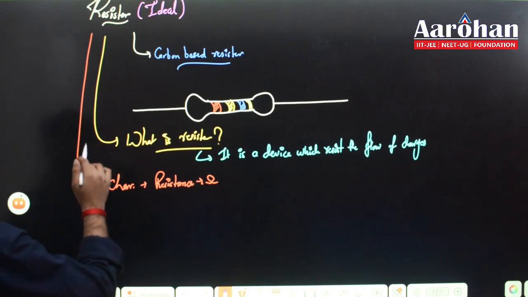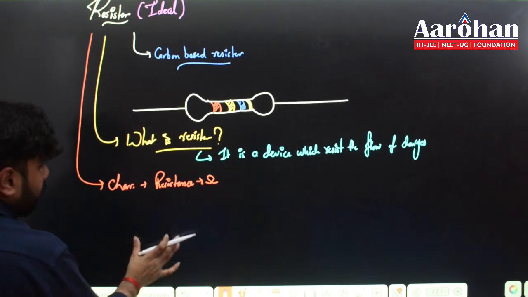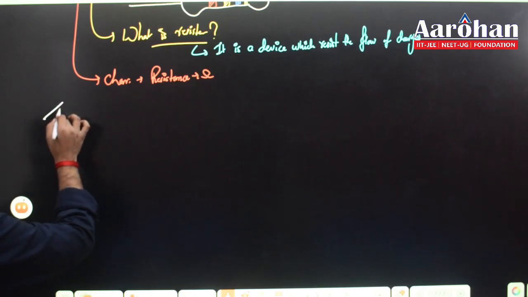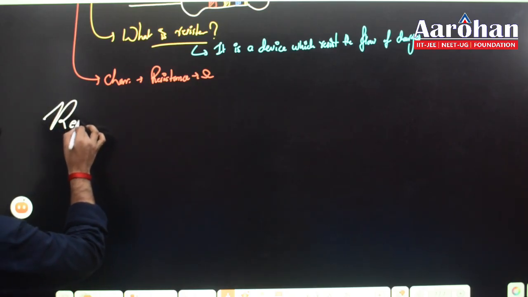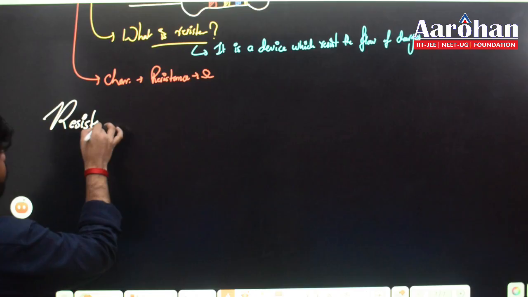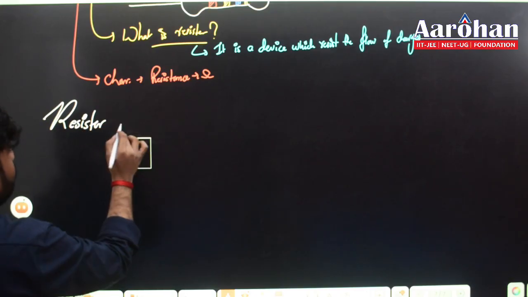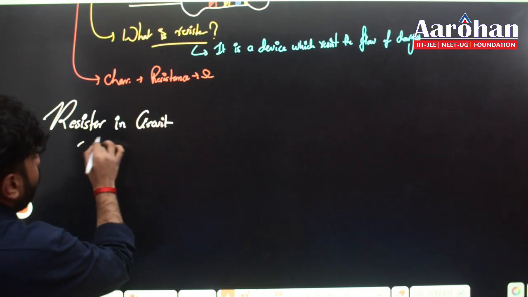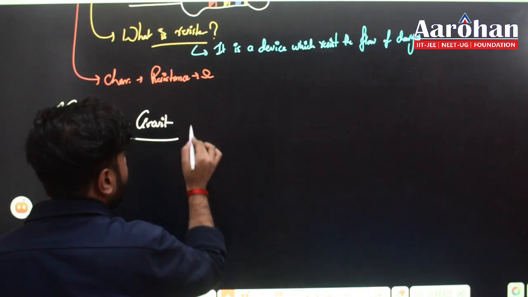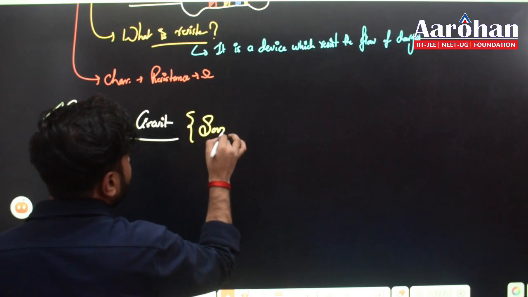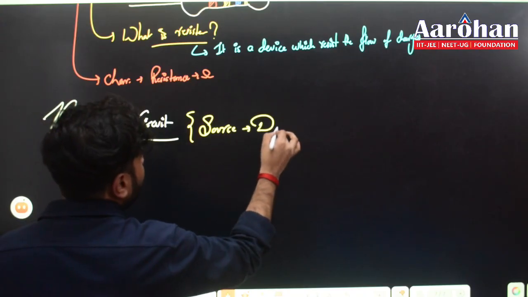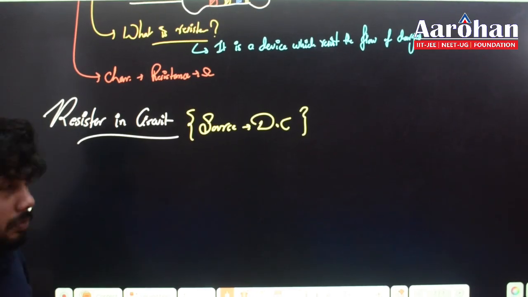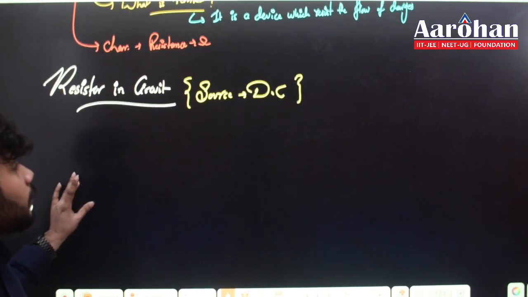So what are we going to discuss now? We are going to discuss resistors in circuits. In this chapter we'll assume the source is DC. For now we will assume the source is DC. In an upcoming chapter we'll see resistors in AC circuits also.